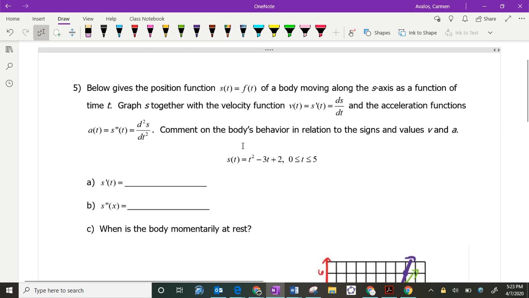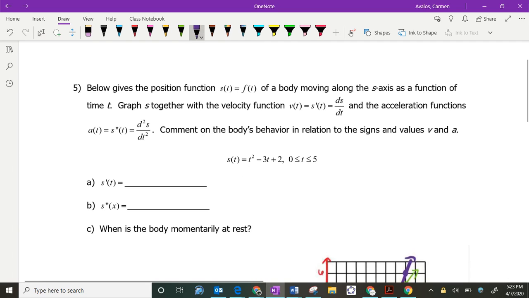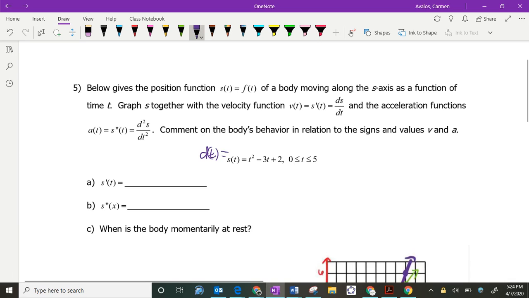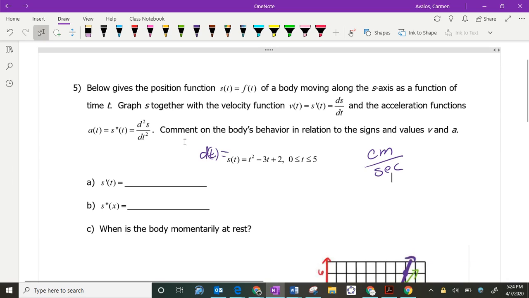So we're going to be answering some questions on the signs and the values of v and a. They're giving us the original function, what we usually call d of x, or d of t in this case, the distance function, which is a parabola, and they're restricting our time to be between 0 and 5. So we cannot go back in time, which means our t cannot be negative. We have to start at 0, and we go all the way to 5. Because it doesn't specify, I'm just going to give it some units so that it's much easier to talk about. It's moving in centimeters, and the time is going to be in seconds.